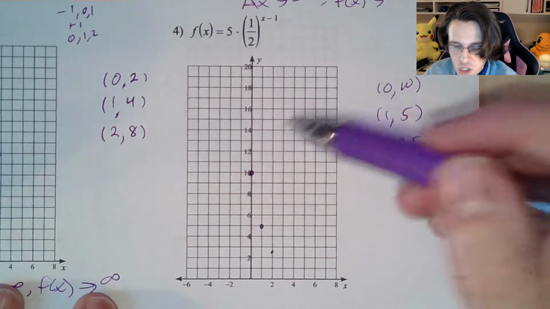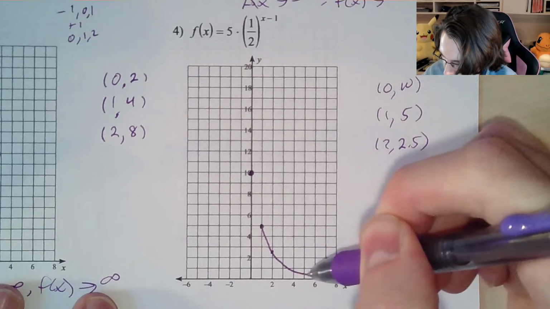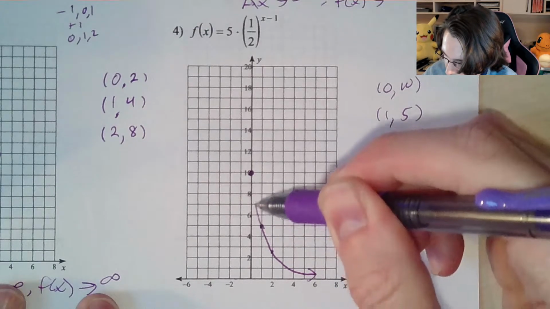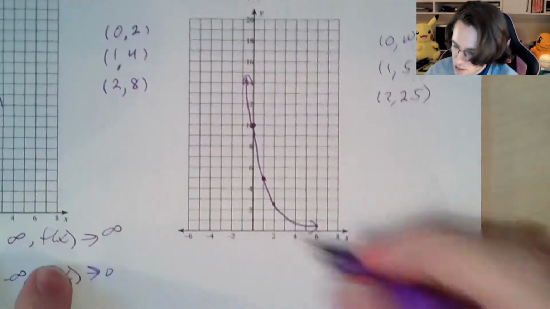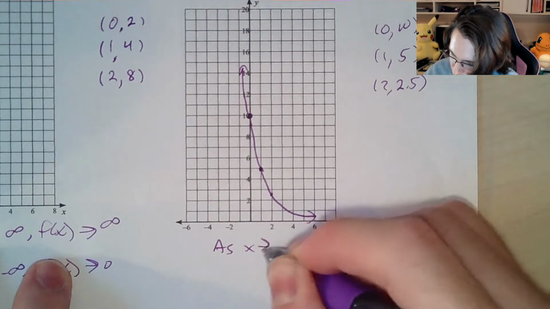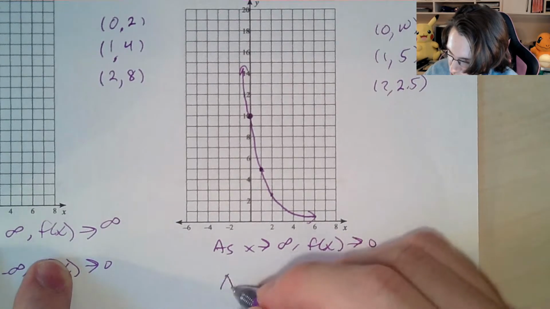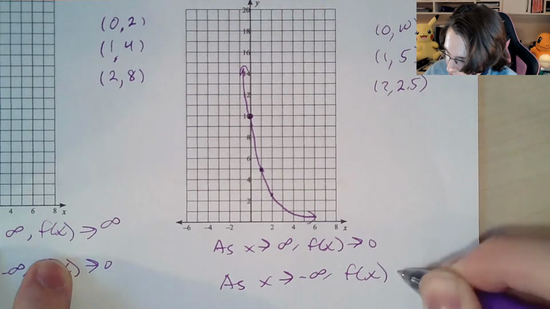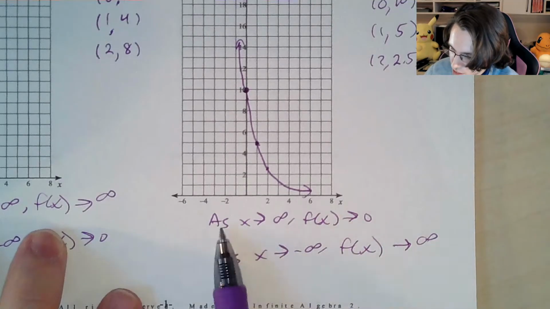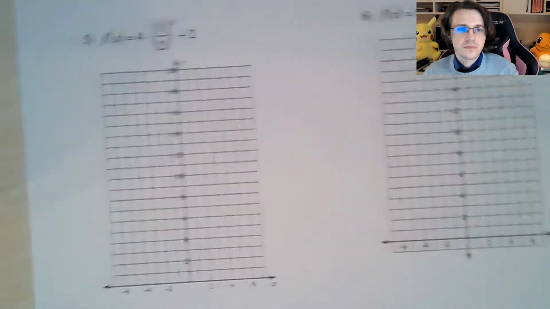And yet again, our shape should be nice and obvious. Going towards 0, going up towards infinity up there. So yet again, as x approaches infinity, f of x approaches 0. And as x approaches negative infinity, f of x approaches infinity. Because again, as you go to the right, this goes to 0. As you go left, this goes up. Only 4 more to go.